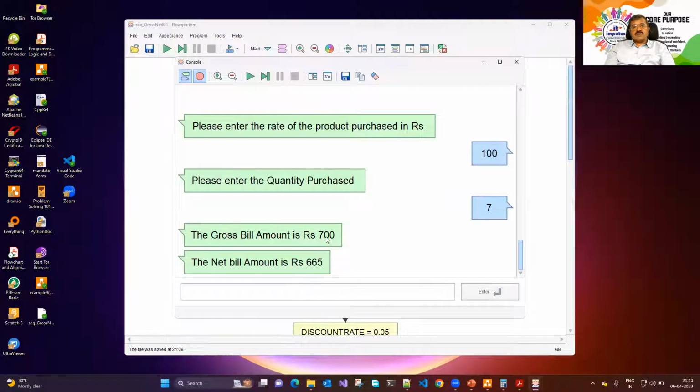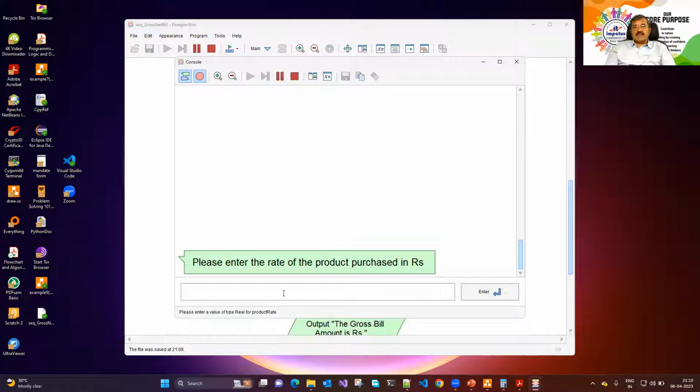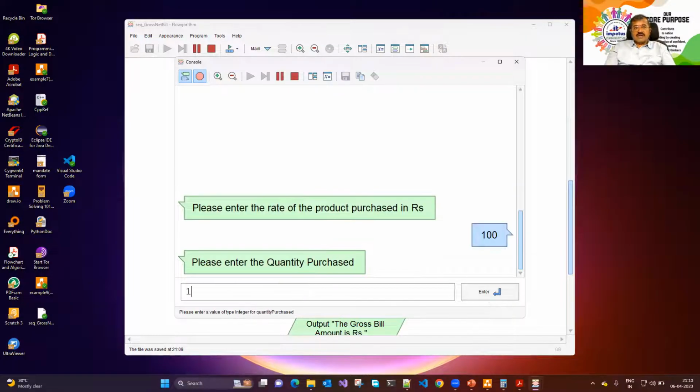Enter. It says gross amount is 700, net bill amount is 665 because we are giving 5% discount on 700. The 35 rupees discount आ गया इसमें, and that 665 is the result that we have got. Okay, so we have tested this particular code, and we realized for the given values, it is coming out correctly. Say I purchased one item at the rate of 100 rupees. So 100 rupees ka, I purchased only one item.